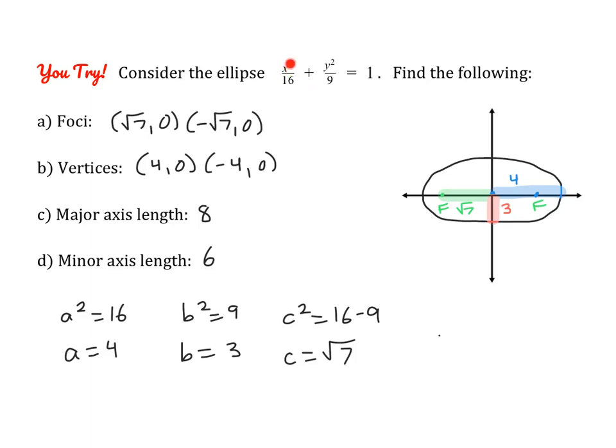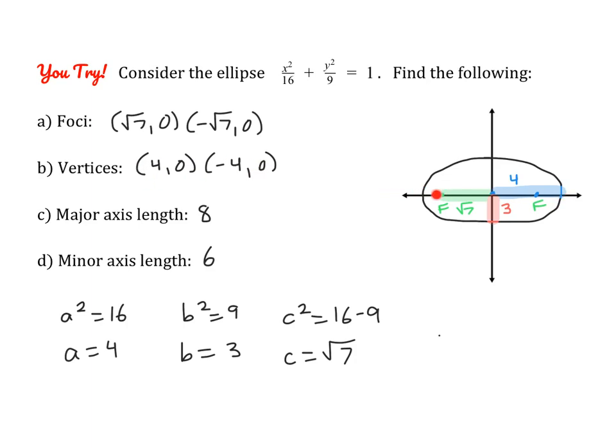Again, as soon as you see that x squared has the larger denominator, you should be able to tell that this is a horizontal ellipse. So here, a squared is 16, so a is 4, b squared is 9, so b is 3, and using the formula, we can find that c is root 7. So again, c is the distance from the center to the focus, so we have 2 foci at plus or minus root 7, 0. a is the distance from the center to your vertices. So from here to here is 4, from here to here is 4, so that's where our vertices are.